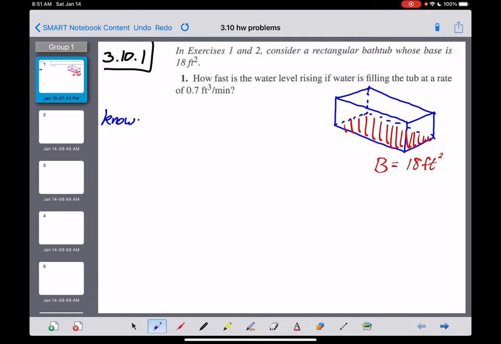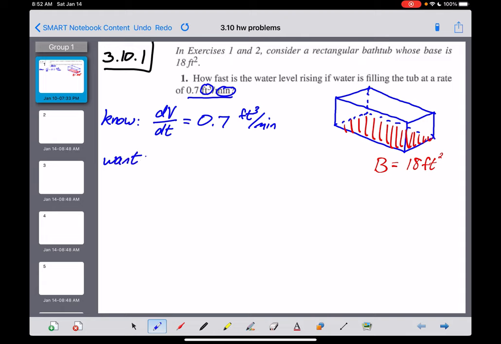So, trying to attack this like we normally do a related rate problem, there's always one derivative or one rate of change that we were given, and that's right here, 0.7 cubic feet per minute. Cubic feet is a measure of volume, minutes is a measure of time. So this is the derivative of volume with respect to time in the bathtub, 0.7, and again, cubic feet per minute. That's the only derivative we were given.